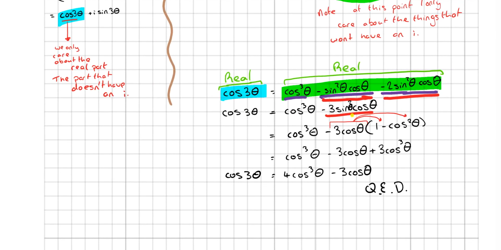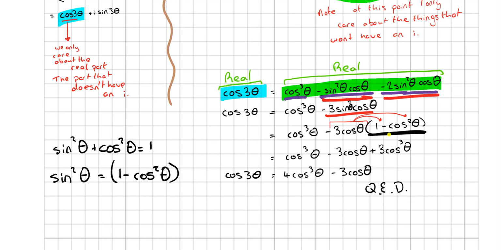You see the red bit here, I've factorized out the sine squared theta. Sine squared theta plus cos squared theta is equal to 1, from page 13 of the log table. Sine squared theta is equal to 1 minus cos squared theta. That's that red bit of substitution there. And I continue to multiply out then, and I get to what I was asked to prove, and that's the question done.